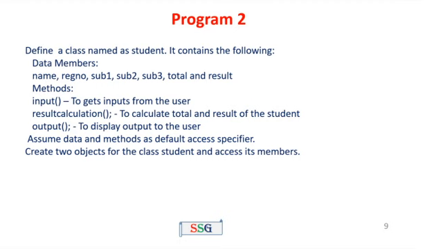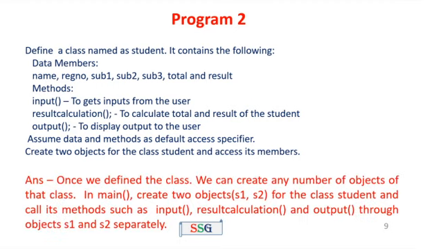So 2 objects means, as all of you already know this point, once we define the class, we can create n number of objects of that class. Once a class is defined, the user can create any number of objects. For example, 10 objects, 20 objects, 1000 objects, lakhs of objects, it is possible.